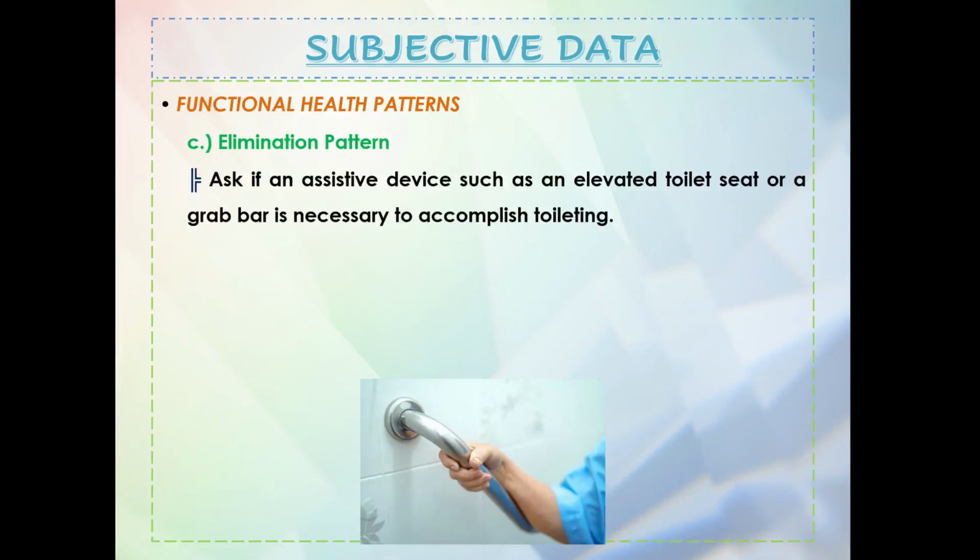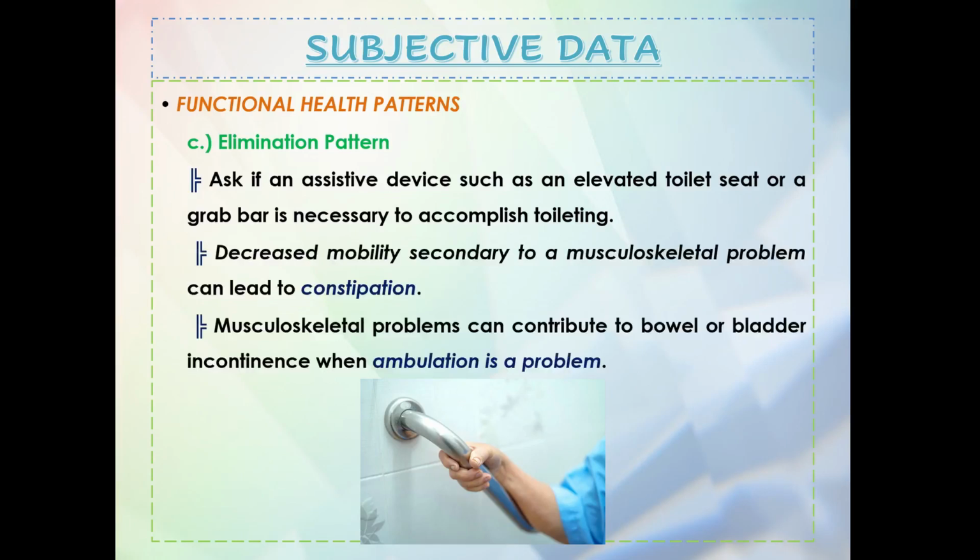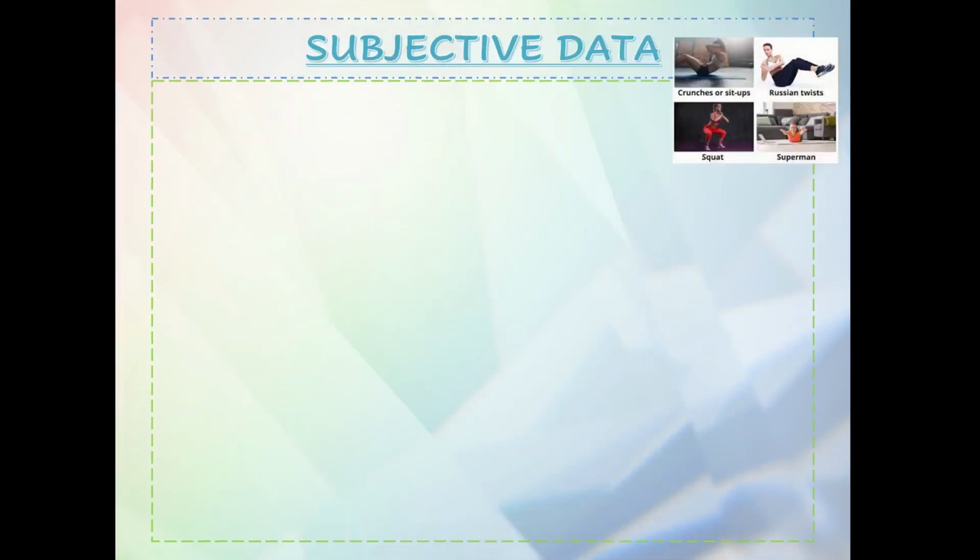So ask the patient if an assistive device such as an elevated toilet seat or a grab bar is necessary to accomplish toileting. So, gumagamit ba sila niyan if they are toileting or not? And then decreased mobility secondary to musculoskeletal problem can lead to constipation. So kung hindi gumagalaw masyado si patient, so definitely it predisposes him or her to develop constipation. So musculoskeletal problems can contribute to bowel or bladder incontinence when ambulation is a problem.